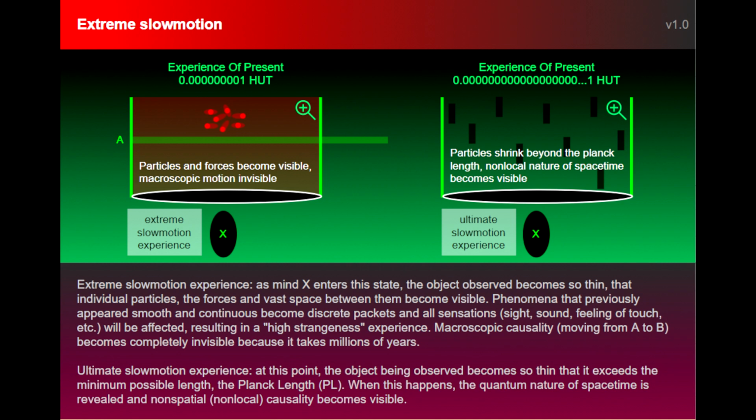Ultimate slow motion experience: at this point, the object being observed becomes so thin that it exceeds the minimum possible length, the Planck length, PL. When this happens, the quantum nature of space-time is revealed and non-spatial, non-local causality becomes visible. Extreme slow motion can make particles and the forces between them visible.